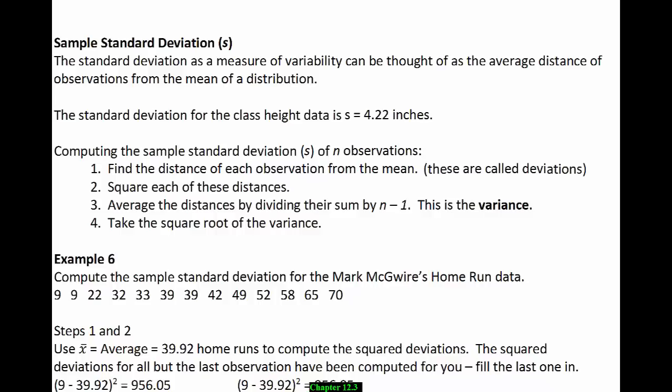Now you may be wondering in step 3 why we divide by n minus 1 instead of n. The reason for that is due to something called degrees of freedom. These are beyond the scope of this course, so you should just memorize for now that we divide by n minus 1 instead of what makes a little more intuitive sense, divide by n. So we're going to divide by n minus 1.